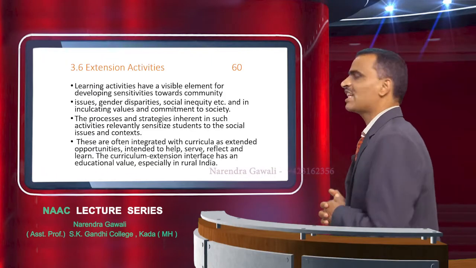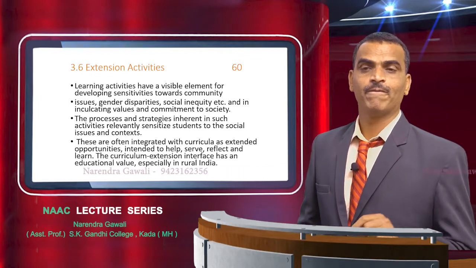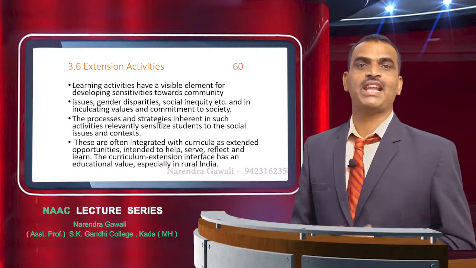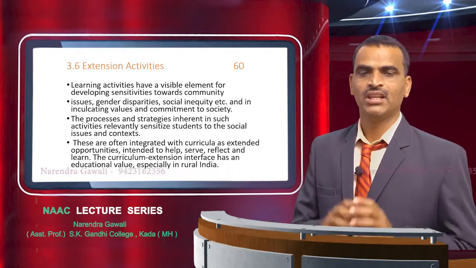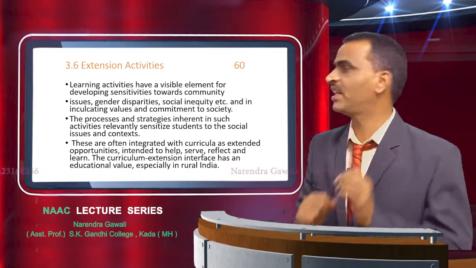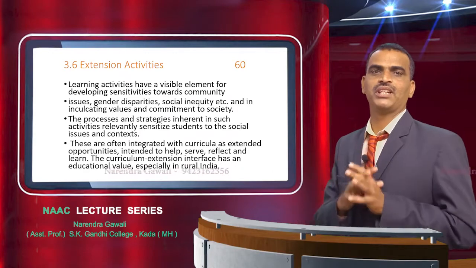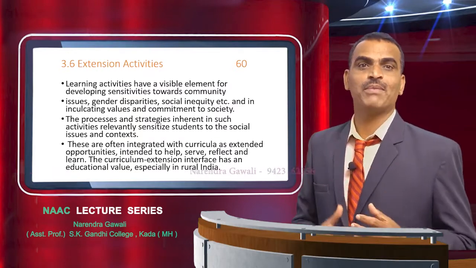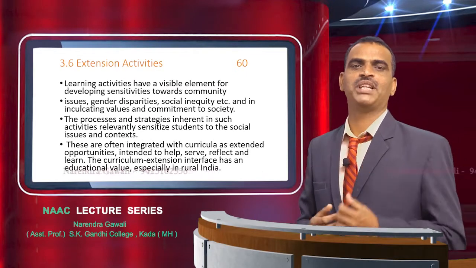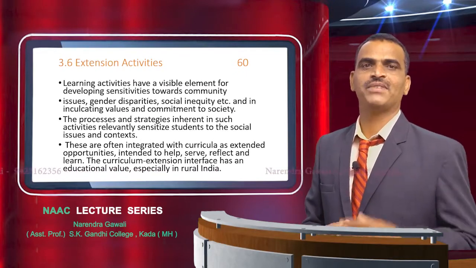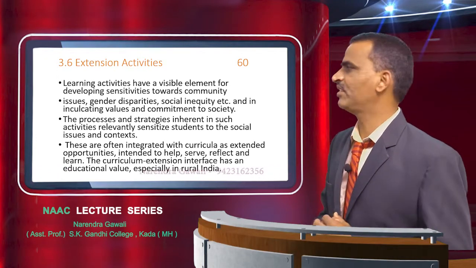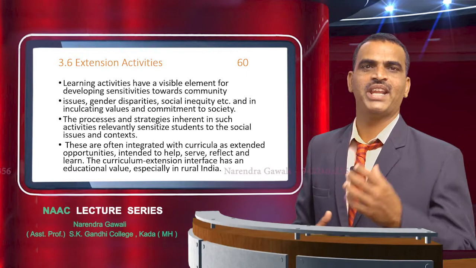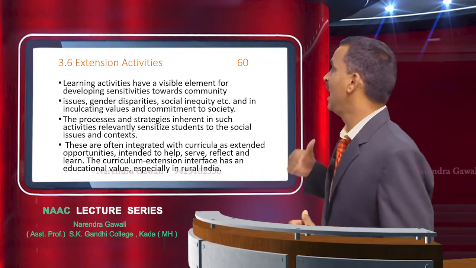Then we have the next point, 3.6, extension activity, which is also very important. This is 60 weightage points out of 1000. Extension activities, learning activities have a visible element for developing sensitivity towards community. Extension activities are community oriented, focusing on issues like gender disparities, social inequality, or environmental issues, inculcating values and commitment to society. What are the extensions? We have recently Unnat Bharat Abhiyan, which the government has introduced. And we also have NSS units in higher education. They conduct various extension activities, or other faculty members also conduct various extension activities.